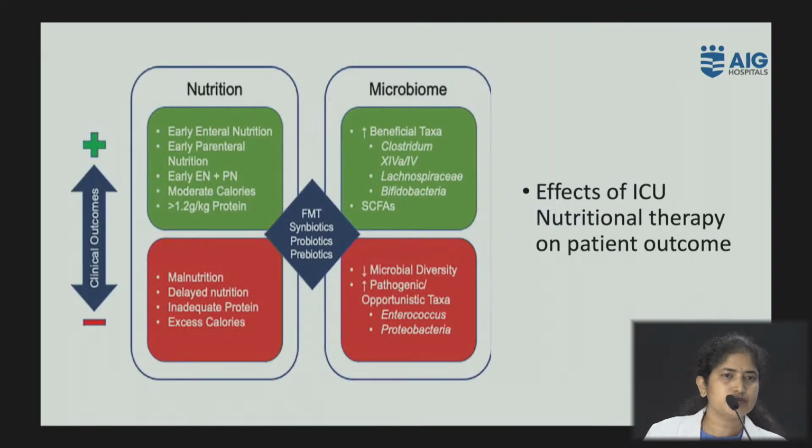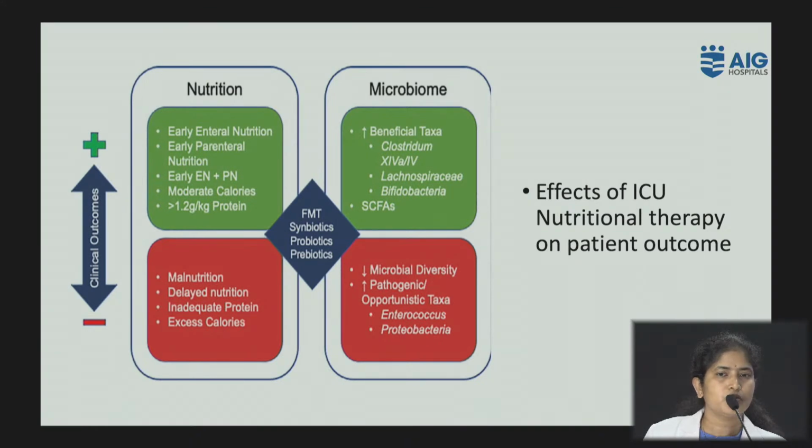So coming to protocols based on the trials, the evidence-based recommendations are early enteral nutrition, and if needed, combined with parenteral nutrition, with moderate calories and a low dose of protein. And also right from the PAC, if needed, supplementing them with synbiotics, probiotics or prebiotics, and increasing the beneficial taxa like Clostridium, Lactobacillus and Bifidobacteria, which are the short chain fatty acid producers. We will go into detail later about these microbiome species.